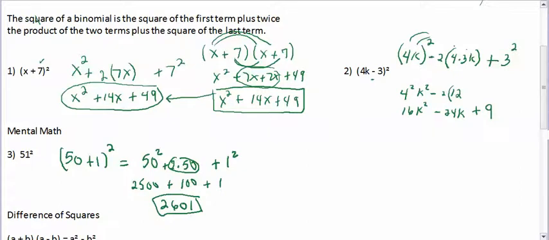Okay, then my problem number 4 got erased, but I'll write it with the red pen. So number 4, the problem for mental math is 49 squared. So I'm going to say 49 squared. So I could rewrite 49 as 50 minus 1.